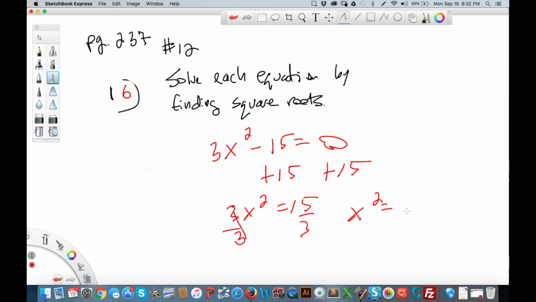And then what do we do? Square root each side. Plus or minus square root. x equals plus or minus the square root of 5. Plus or minus the square root of 5. Boom. Not so bad, right?